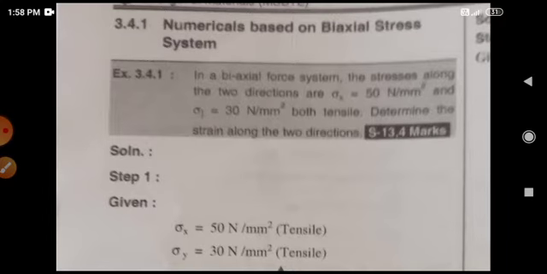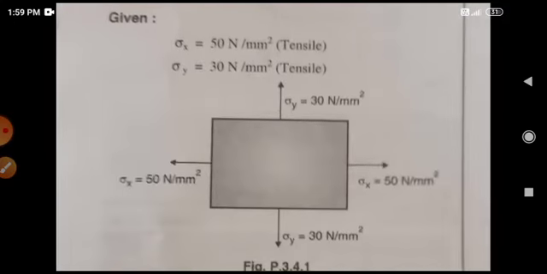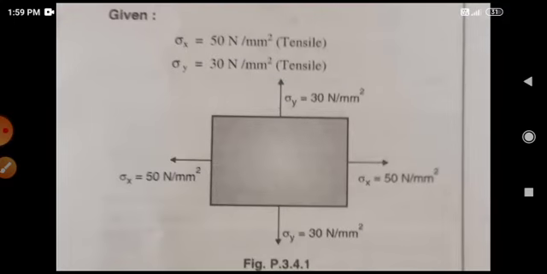In a biaxial force system, the stresses along the two directions are sigma x equals 50 Newton per millimeter square and sigma y equals 30 Newton per millimeter square. Both are tensile. This is also an important thing, because depending on tensile and compressive, the nature of the formula also changes. You might have seen the negative or positive sign of sigma in that formula. You must first draw the figure depending on the problem conditions.